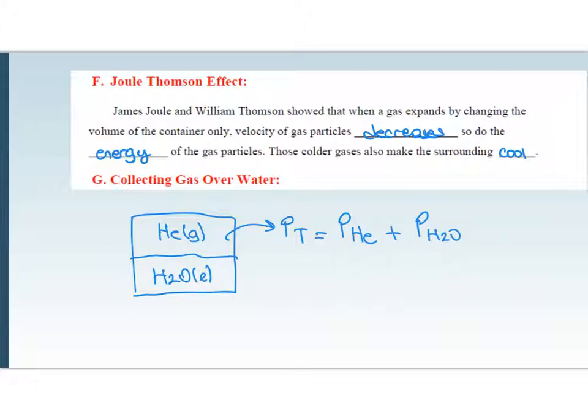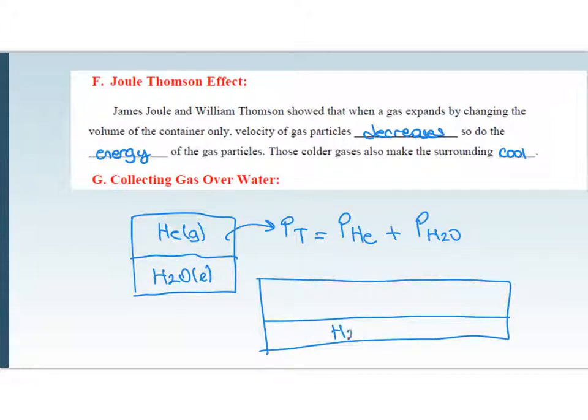For example, when you expand that container to this really big one, again you have some amount of water here and you have helium here. What can you say about their pressures? Now remember, vapor pressure depends only on three factors: the type of liquid, the purity of the liquid, and the temperature. If the temperatures are constant on both sides, the vapor pressure of water does not change. But for helium, because the volume is increased, the pressure of helium should decrease.